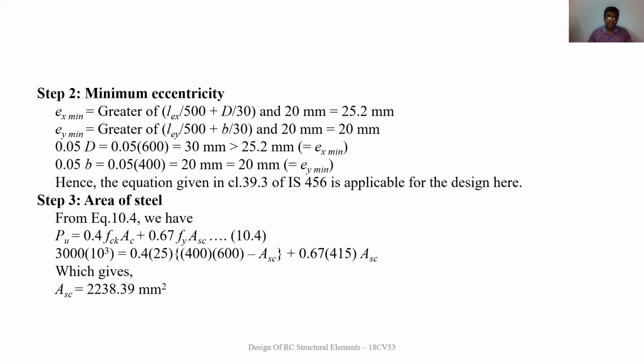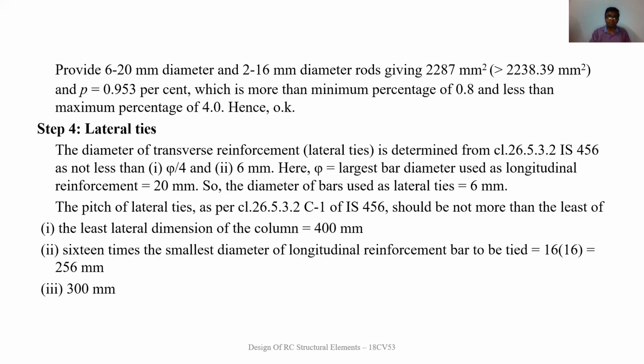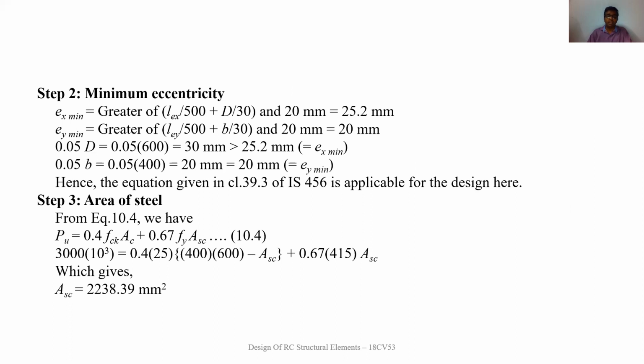Substituting the given data into this equation gives me the area of longitudinal steel as 2238.39 millimeter square. So by providing 6 numbers of 20 mm dia and 2 numbers of 16 mm dia bar, the area provided is 2287 millimeter square, which is more than 2238.39. The thing that we need to remember over here is that whatever the area that has been calculated, the steel provided should be slightly higher than the area required.